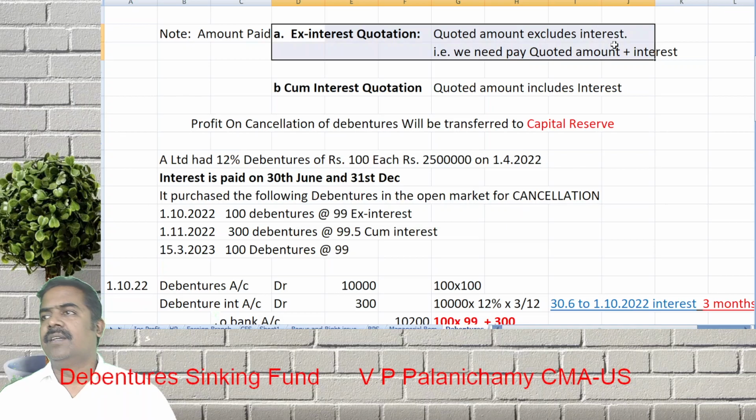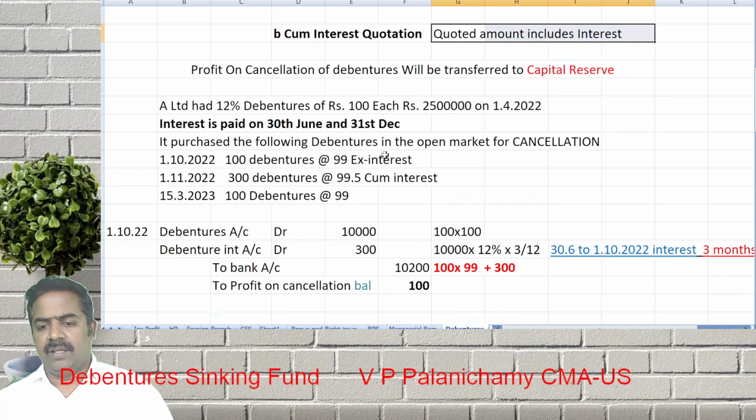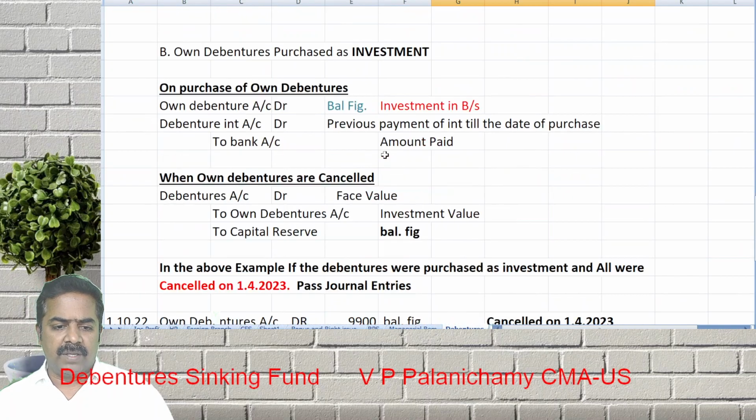Ex-interest, what do you mean by ex-interest? The quoted amount is excluding interest. You have to add the interest and pay. If it is cum-interest, the quoted amount includes what? Interest. We have done one problem based on that.